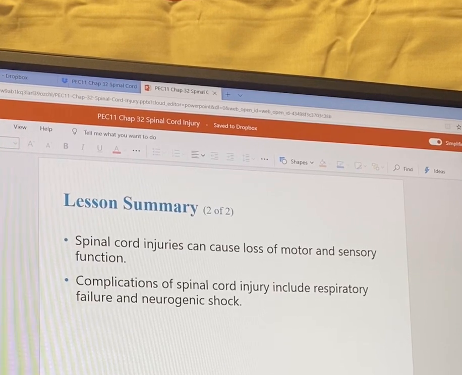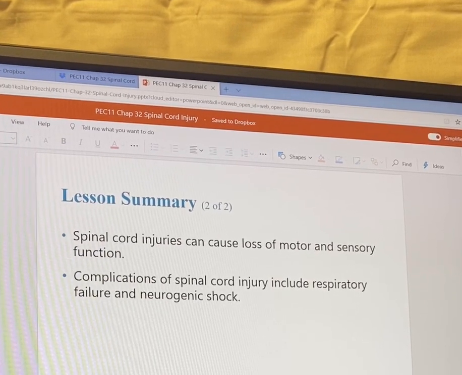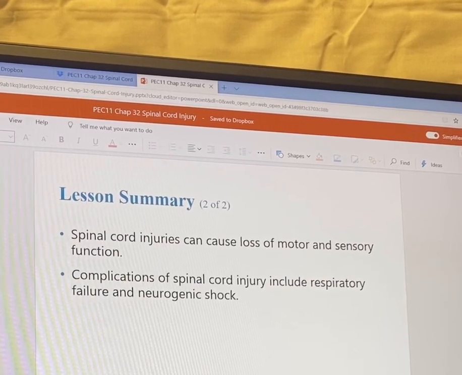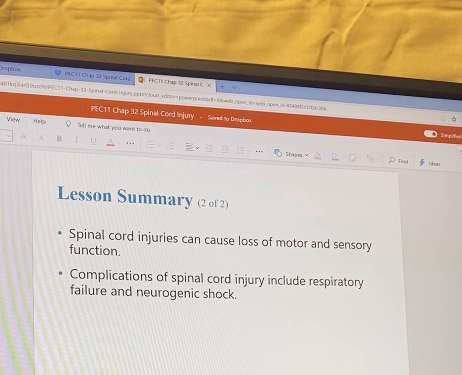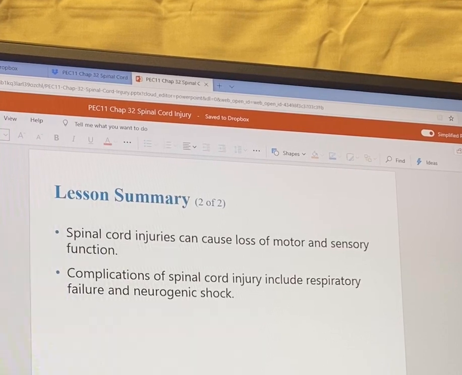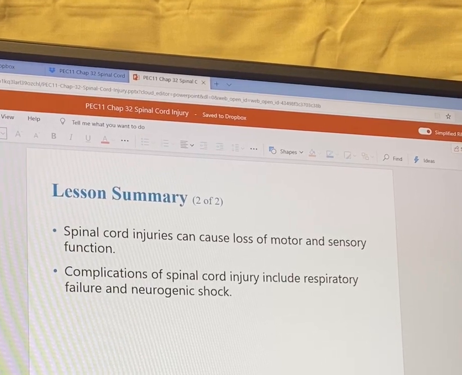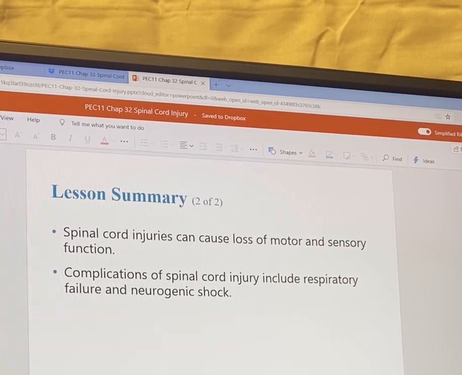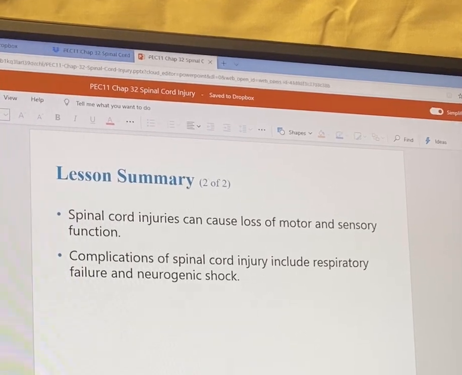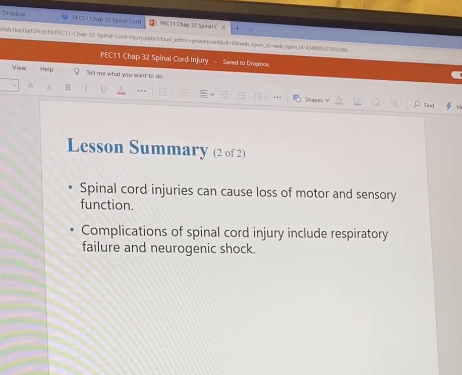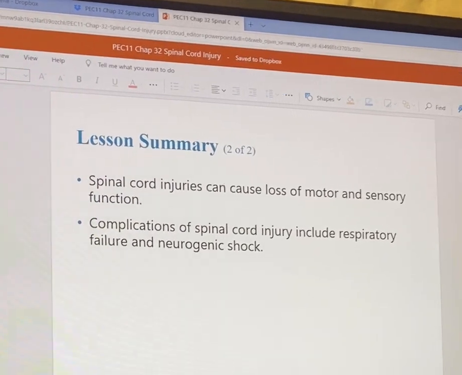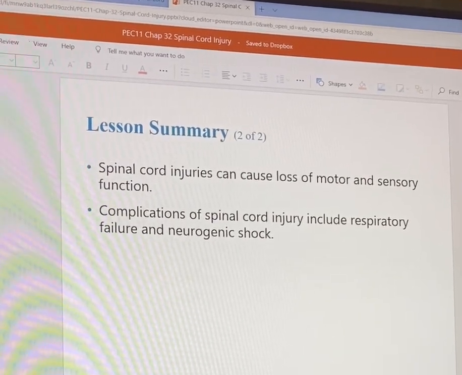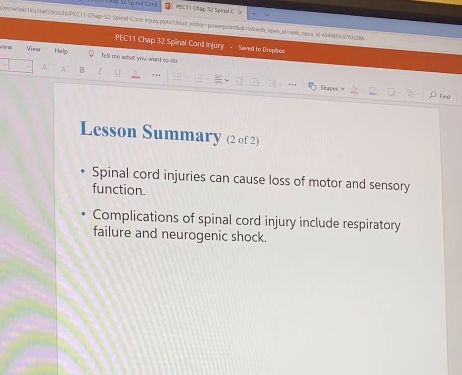You cannot check PMS too much, but you can check it too little, okay? And we need to know when they lost pulses, motor, and sensory, all right? So complications of spinal cord injury include respiratory failure and neurogenic shock, all right? This concludes chapter 32. So here goes nothing.